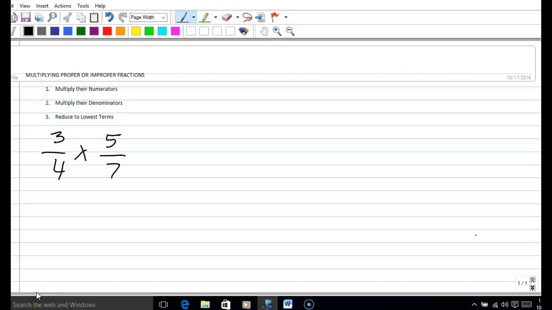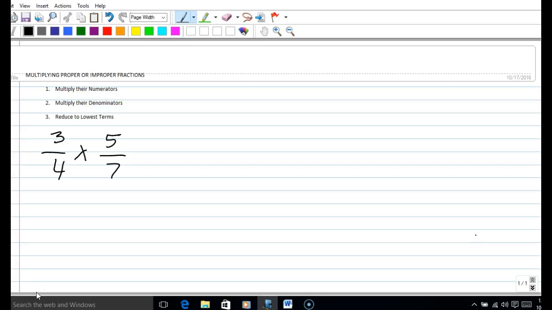We've discussed the various types of fractions, so today what we'll look at is basic operations with fractions. So the first operation that we'll look at is multiplication. And we will look at multiplying either two proper fractions or two improper fractions, or a proper fraction and an improper fraction. Either way, the rules are the same.